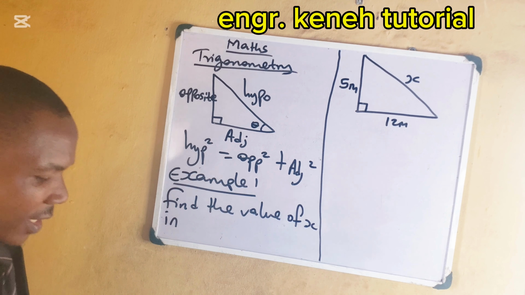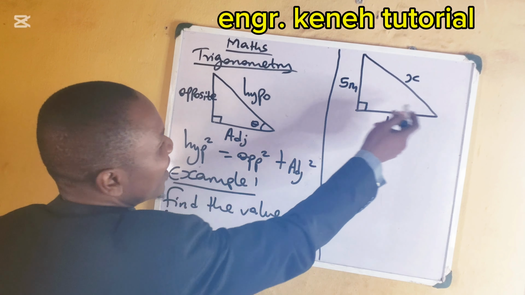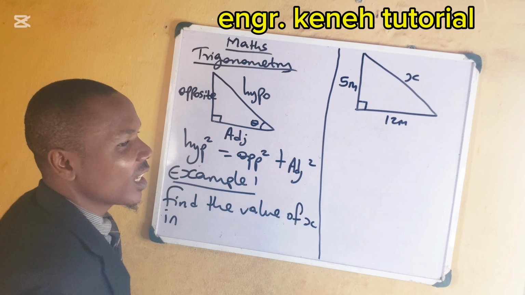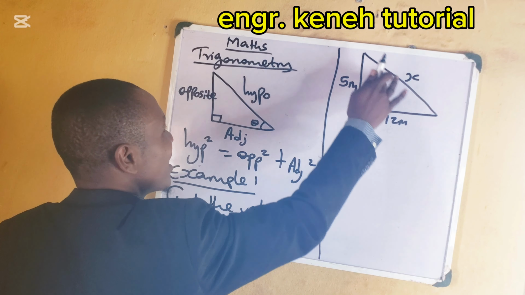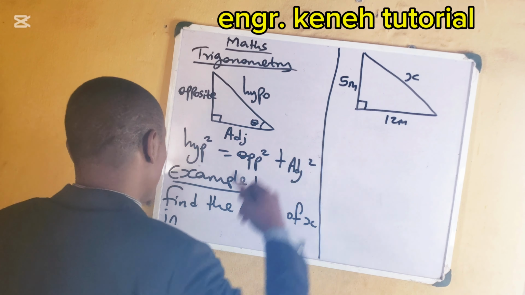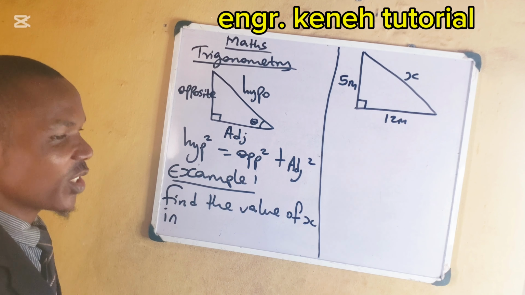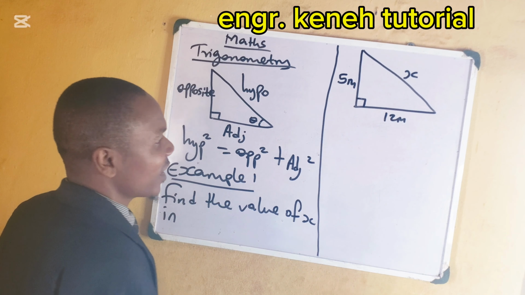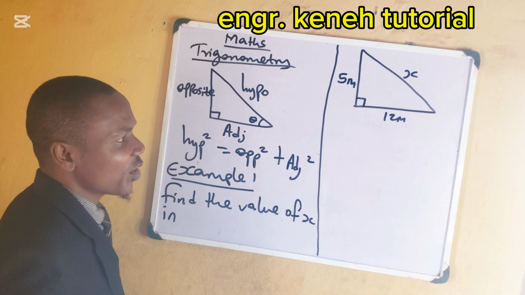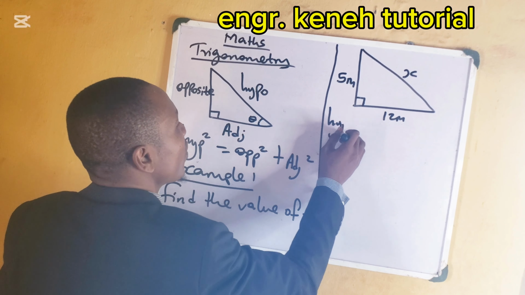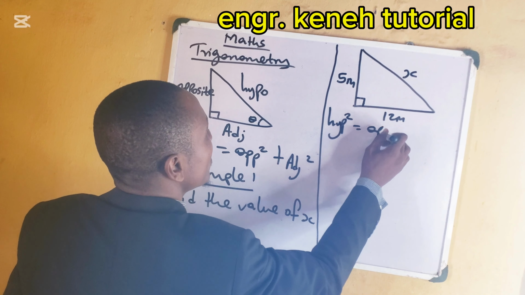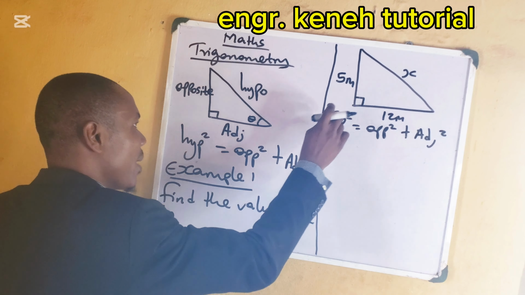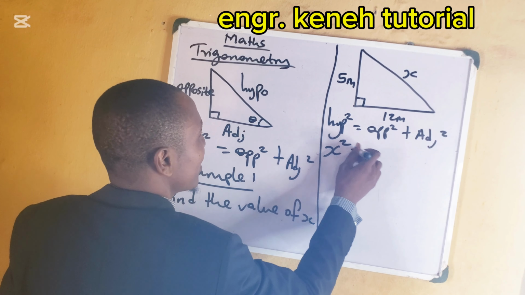They did not give us the theta, meaning that the theta may be here, in which case this is opposite. The theta can also be here, in which case this other side is opposite. But the hypotenuse will never change. It will remain the longest side, irrespective of where the theta is located. So we apply the Pythagoras theorem: hypotenuse squared is equal to opposite squared plus adjacent squared. The hypotenuse is x, so we have x squared.